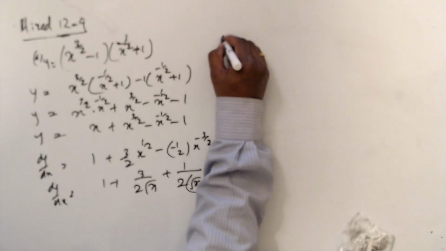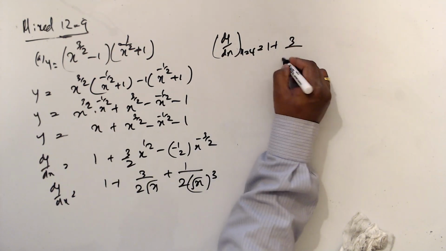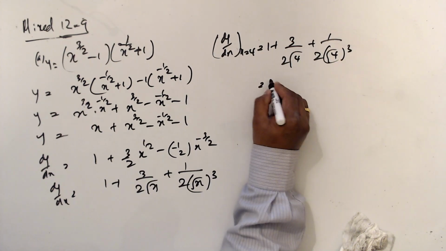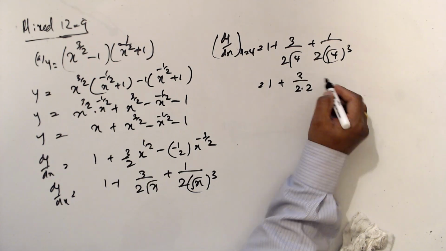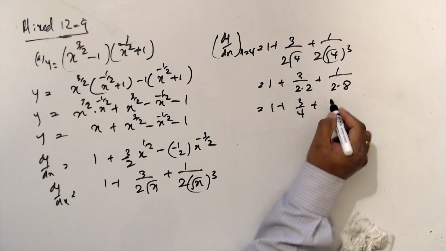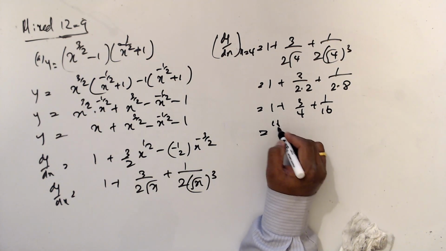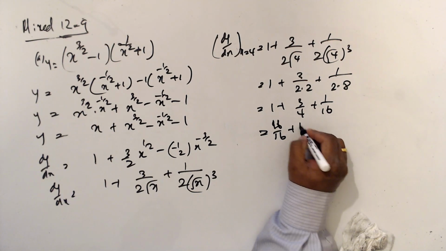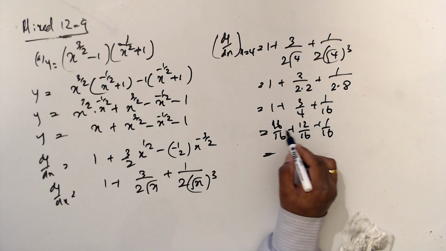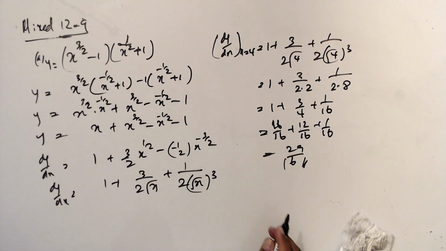So when x equals 4, dy/dx is 1 plus 3 over 2 square root 4, plus 1 over 2 square root 4 cubed. So this is 1 plus 3 over 2 times 2, plus 1 over 2 times 8. So this is 1 plus 3 over 4 plus 1 over 16. So basically 16 over 16, 12 over 16, 1 over 16. So 29 over 16 if I do the calculation.